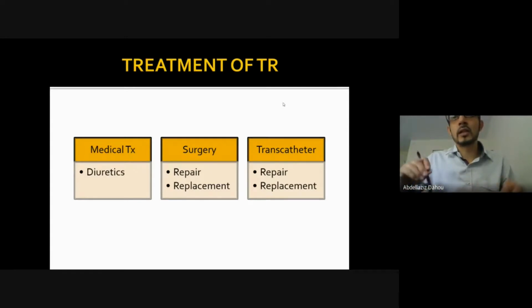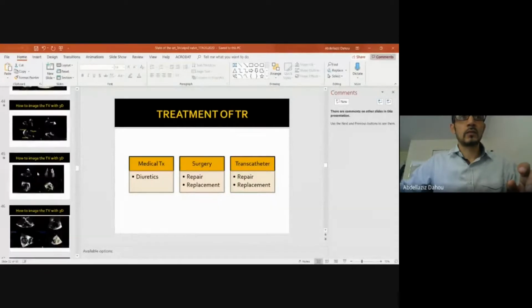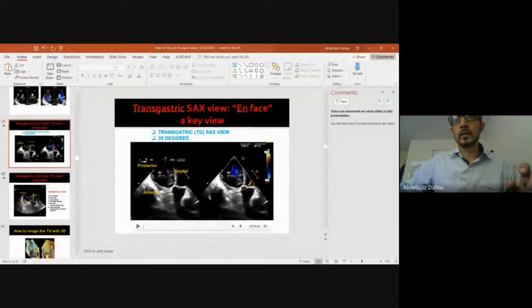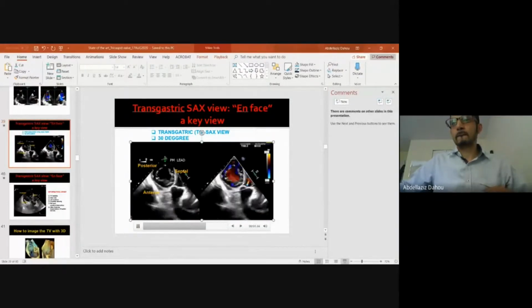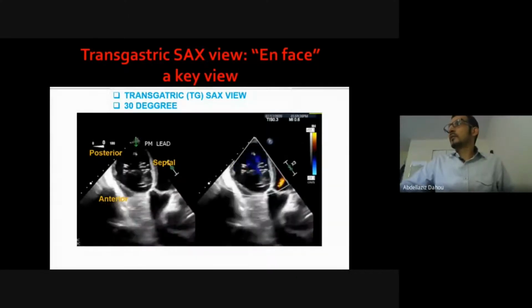So you need to look at the valve and see if you have a jet in the anterior septal commissure and you want to grasp the septal and anterior leaflet. Maybe I can go back and show this view here. Do you see the image? Yeah.